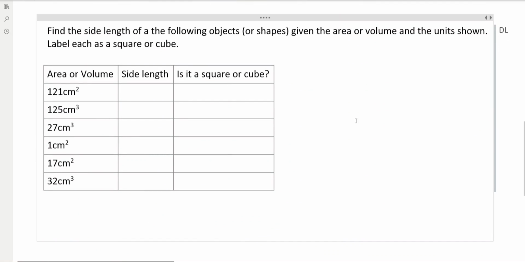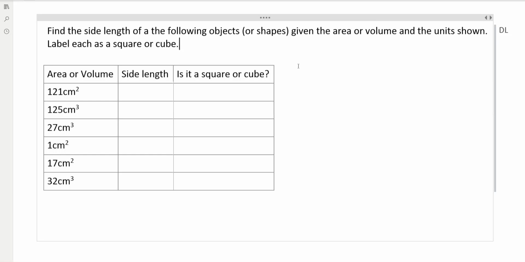So let's continue on and try a question here. Find the side length of the following objects or shapes given the area or volume and the units shown. Label each as a square or a cube. So here there are different numbers, and you need to label it as a square or a cube, and it's not telling you if it's the area or the volume. It could be one, it could be the other. And you need to give the final side length of the shape. So I recommend pausing the video now, trying this out for yourself, and then pressing play.